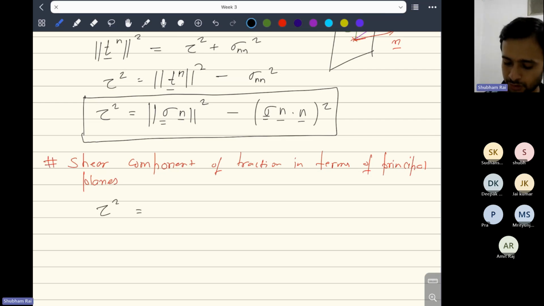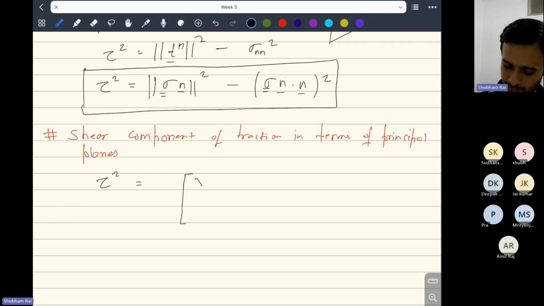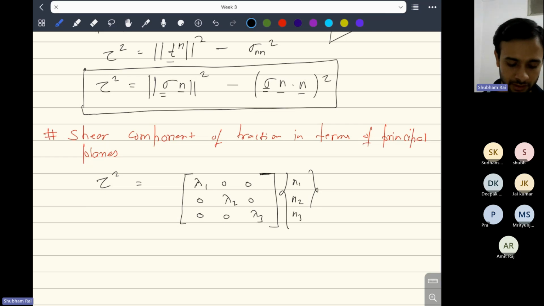So tau squared will be equal to sigma, which is nothing but a 3 cross 3 matrix: lambda 1 0 0, 0 lambda 2 0, and 0 0 lambda 3. And n is the vector n1, n2, n3, so the components of n are n1, n2, n3. Obviously a matrix multiplied by a vector will be a vector, and you have to take the magnitude of this vector and square that, minus sigma n.